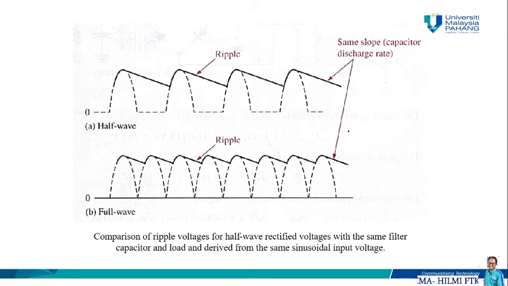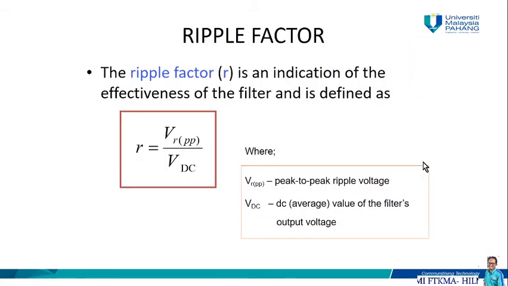So when filtered, the full wave rectified voltage is going to have a smaller ripple voltage than the half wave rectifier. It means that it will be better to use a full wave rectifier in order to obtain a constant DC voltage. The capacitor discharges less during the shorter interval between full wave pulses. Okay, that's why the ripples are going to be very small.